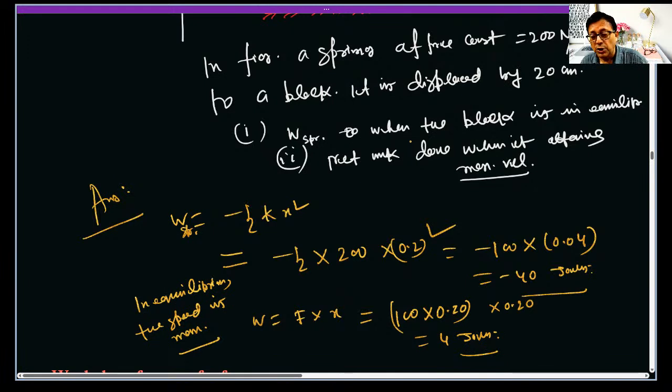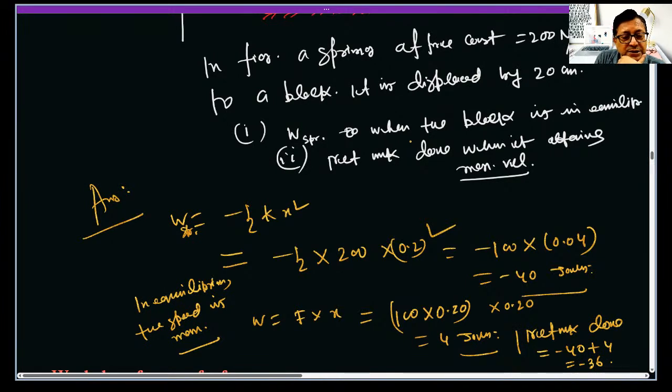Clear? So the net work done on the block is going to be equal to minus 40 plus 4. This is equal to minus 36. Clear? This is just W and this is W spring. So the sum of these two will tell you the net work done. W is minus 36 joules. Clear? Net work done on the block.